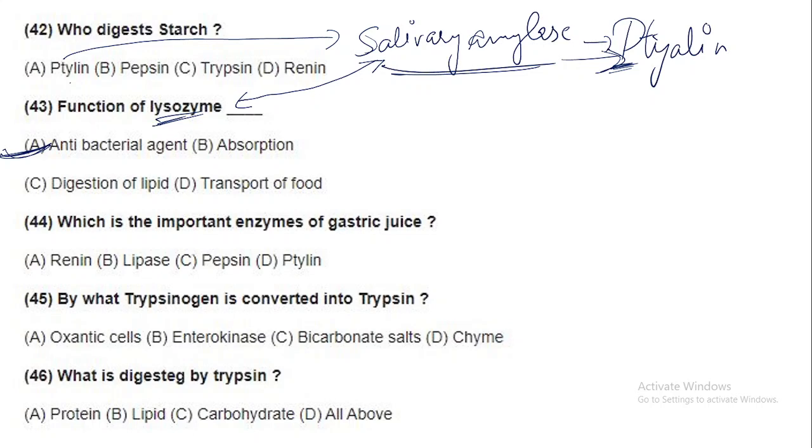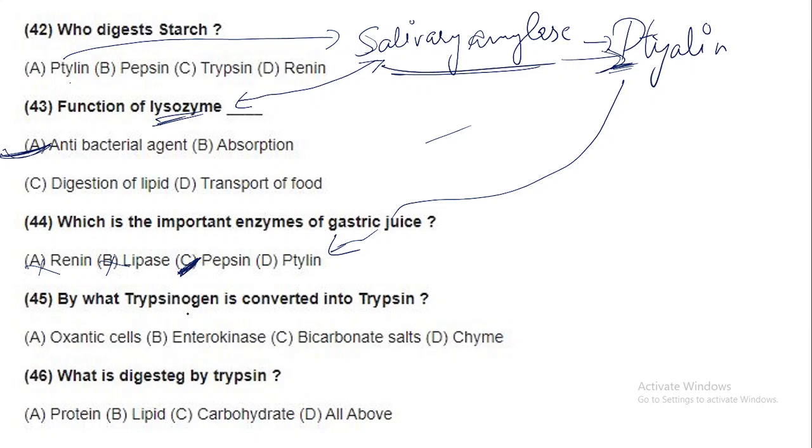Which are the important enzymes of the gastric juice? Do you find renin in gastric juice? Lipase, pepsin, ptyalin? The most important enzyme is pepsin. Renin is not found in humans. Lipase is barely there or negligible. Gastric lipase is not there itself. It is pepsin which is the most important enzyme of the gastric juice. Ptyalin is the salivary amylase, so it is not a part of the gastric juice.